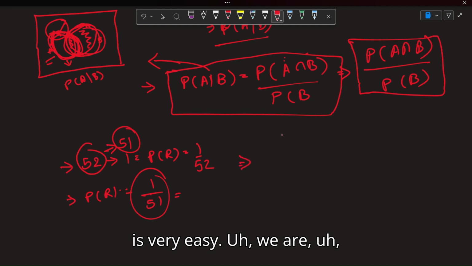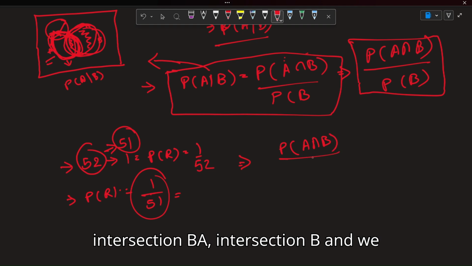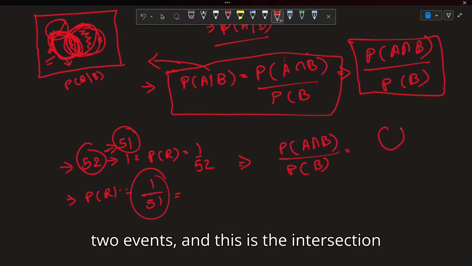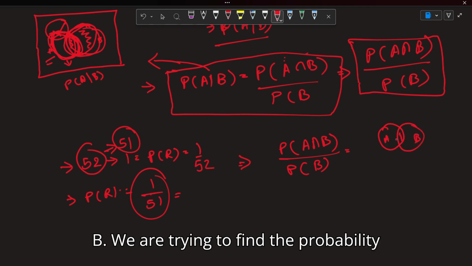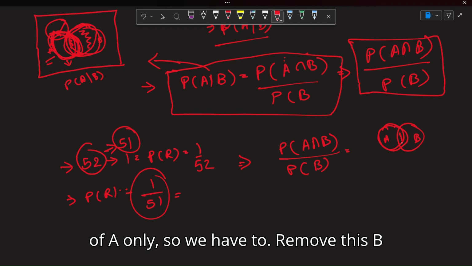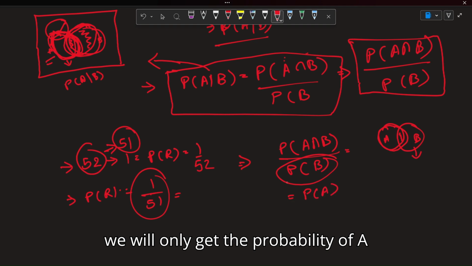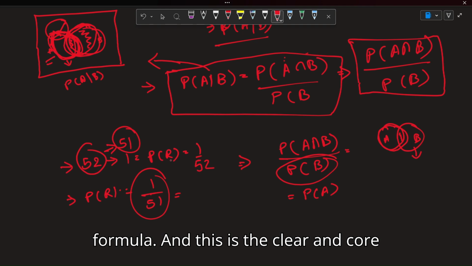It is very easy. We are calculating the intersection part. So A intersection B, and we are dividing it by the probability of B. So we are taking these two events, and this is the intersection part. This is event A, this is event B. We are trying to find the probability of A only. So we have to remove this B. So we are dividing it by B, and we will only get the probability of A here. So this is how we derive the formula, and this is the clear and core essence of conditional probability.